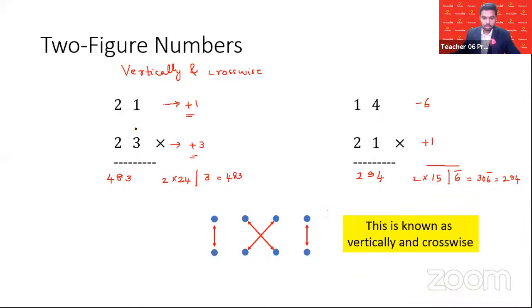So this is the procedure that we are applying. In the first step, we are doing a vertical multiplication of the digits. In the second step, we are doing a crosswise multiplication. And in the third step, we are doing again a vertical step. So I hope the method is clear to you all. Is it clear? Can you write Y in the chat box if the method is clear?